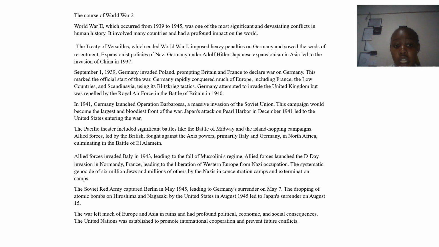Allied forces, led by the British, fought against the Axis powers. The Axis powers were Italy, Germany, and also Austria-Hungary. Allied forces invaded Italy in the year 1943. Then Italy became an Allied power, leading to the Central Powers losing one of their allies, that is Italy, leading to the fall of Mussolini's regime. Mussolini was a dictator in Italy.